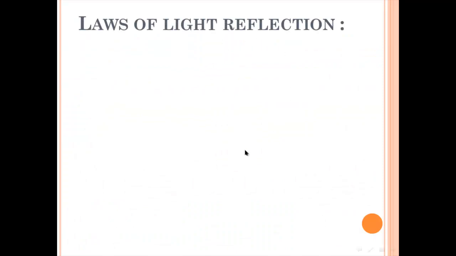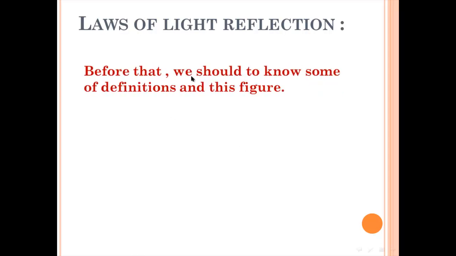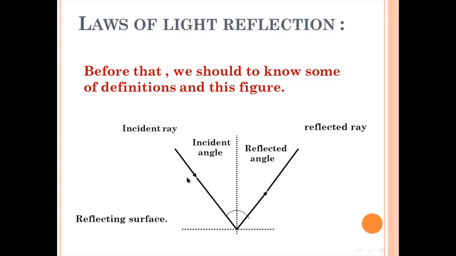Laws of light reflection. Before that, we should know some definitions and this figure. This light ray is called the incident light ray, and the angle between the incident light ray and the perpendicular line is called the angle of incidence or incident angle. The light ray that rebounds or returns back is called the reflected ray, and this angle is called the reflected angle or angle of reflection. This surface is called the reflecting surface. So we have concepts related to light reflection.